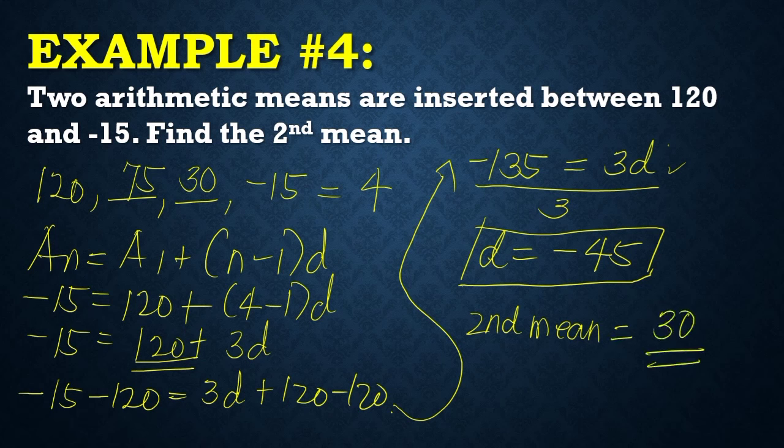Okay, so 30 lang, hindi po kasama yung 75. Kasi yung 75 po natin is yung first mean. So, I hope it's clear na 30 lang ang sagot. So, kung walang find the second mean, two arithmetic means lang ang pinapa-insert. So, our answer will be 75 and 30.